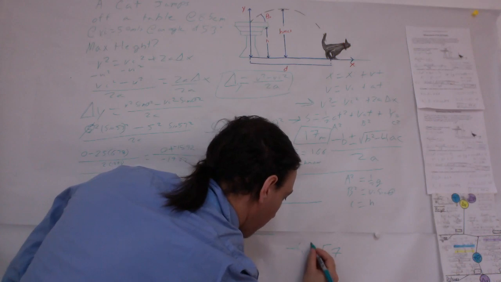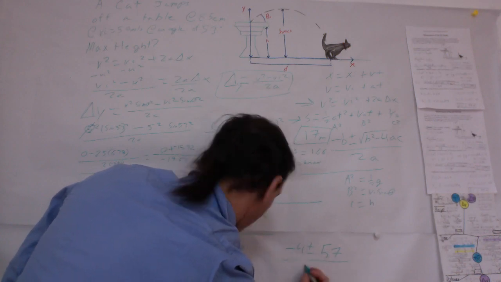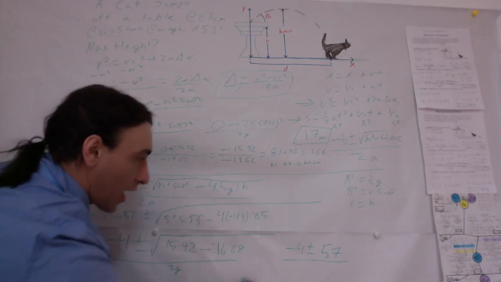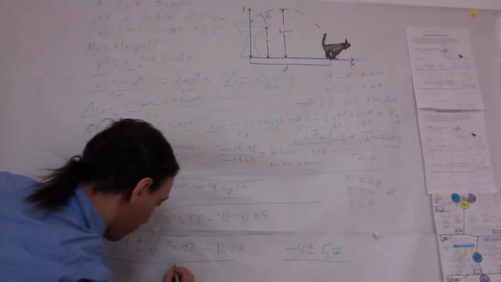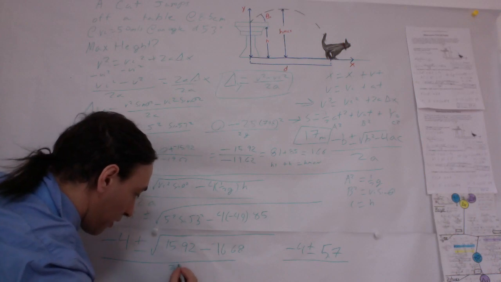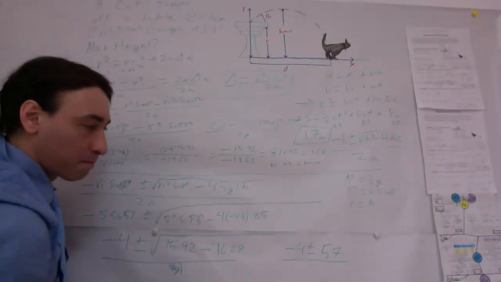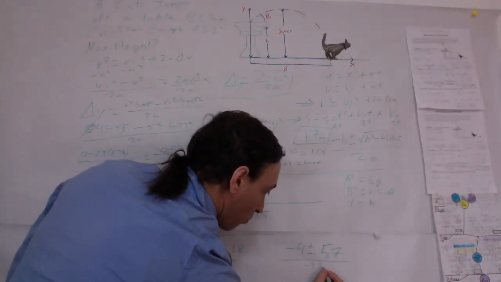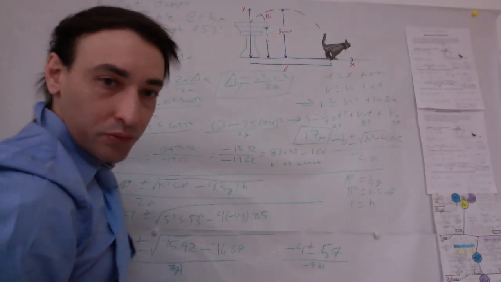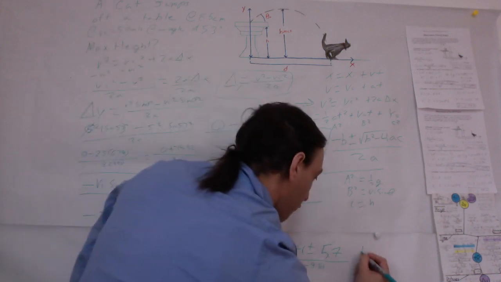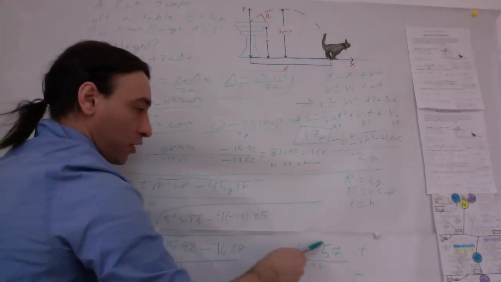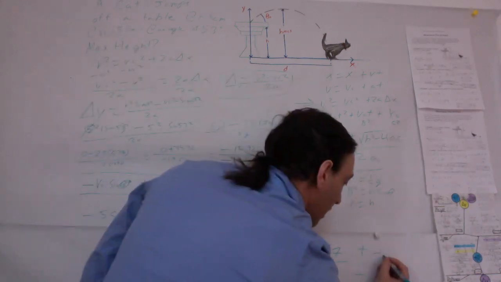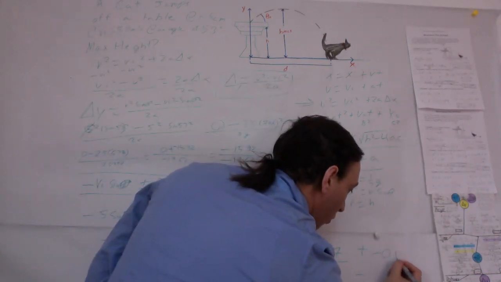You've got negative 4, and then you have plus or minus. Then you're going to have 2a, which is 2 times half of g, because that's what goes into the formula for a. And then you're left with, right here, negative 9.81. Now from there, if you do negative 4 plus 5.7, you get 1.7 divided by negative 9.8, which gives you negative 0.018.